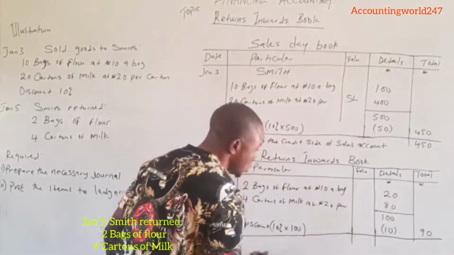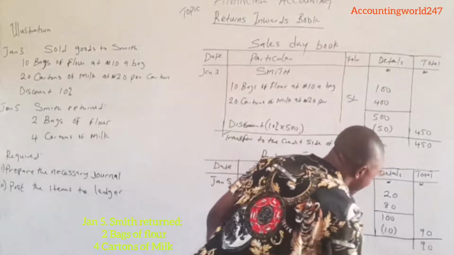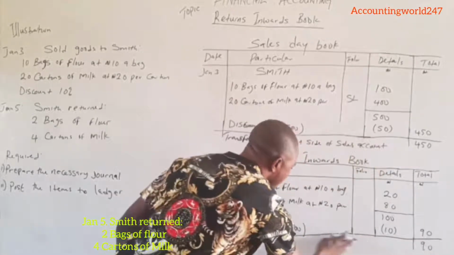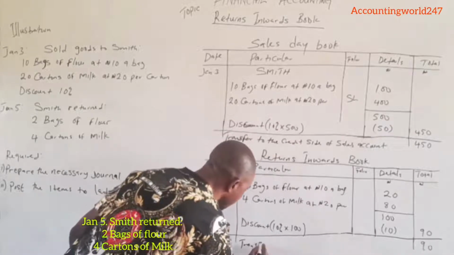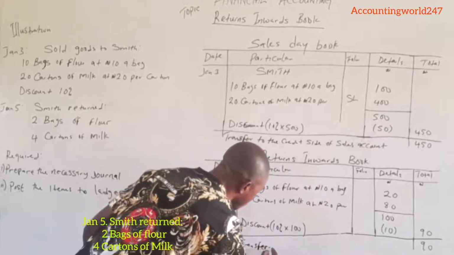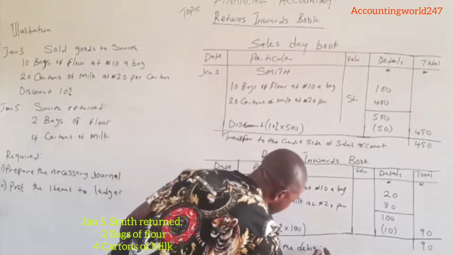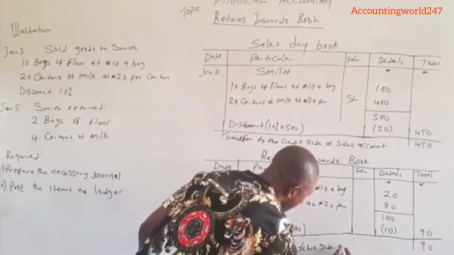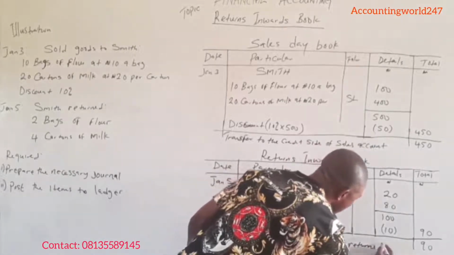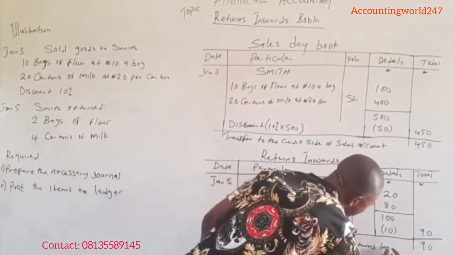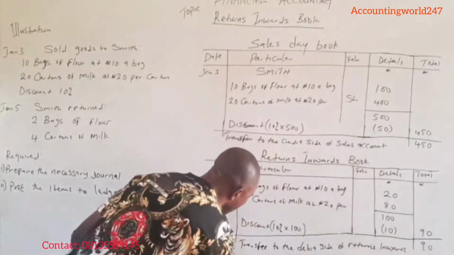To the returns inwards book. Now we're going to have 90 naira here. So the balance of 90 naira will be transferred to the debit side of returns inwards account.